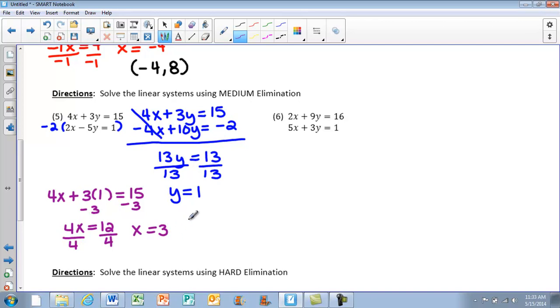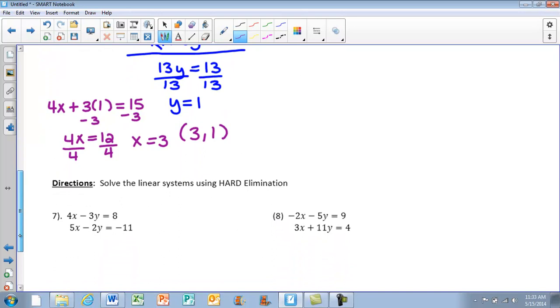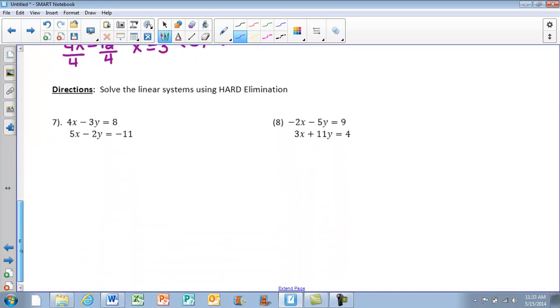So again, I have an x and a y. So my answer here will be 3, 1. Now if we move on to number 7, these ones are the most difficult type of elimination, only because we have to multiply both equations by something to find a common term. I am going to eliminate my y's, so I am going to multiply my top equation by a negative 2 and my bottom equation by a positive 3. In the end, both of the coefficients will be 6 and negative 6.